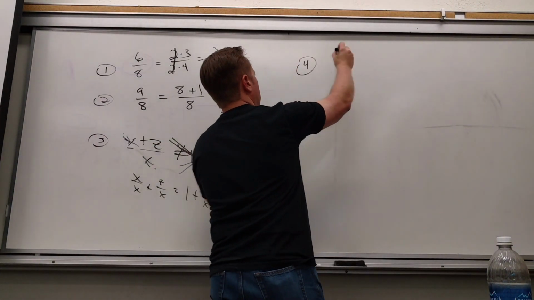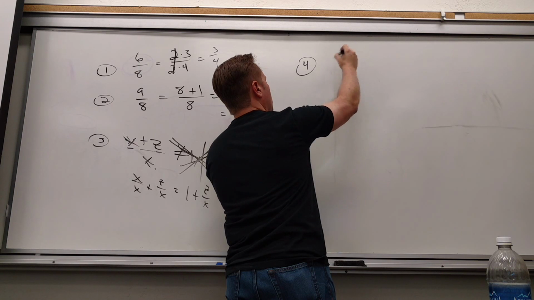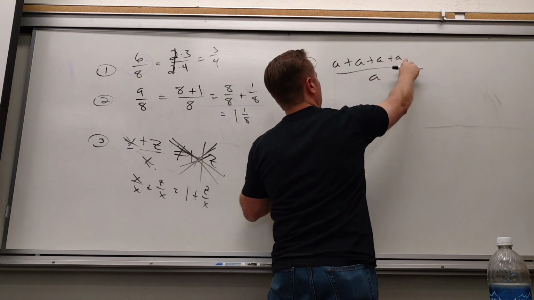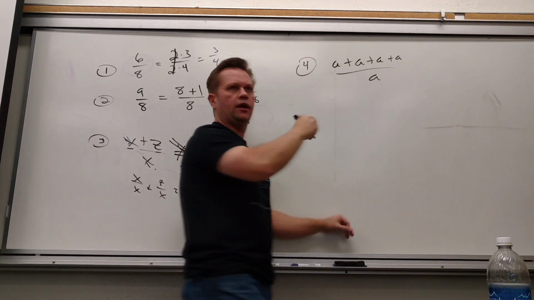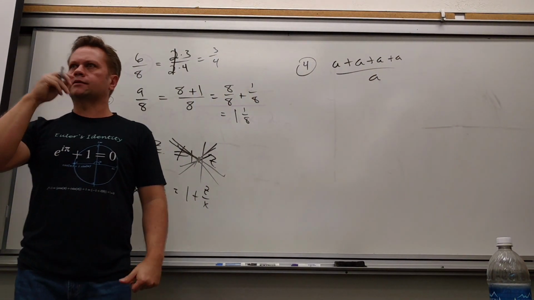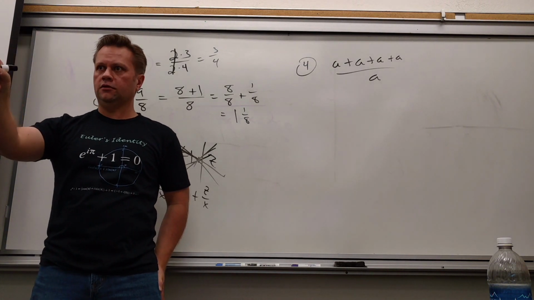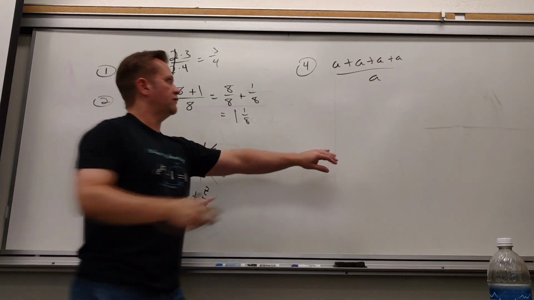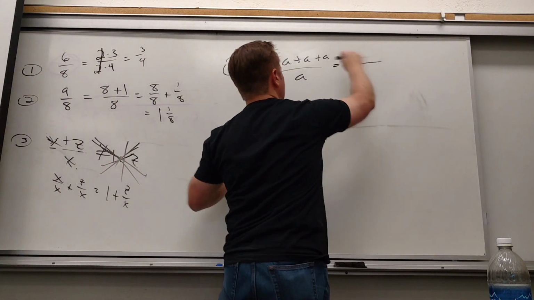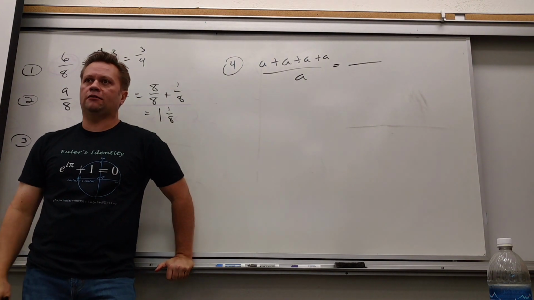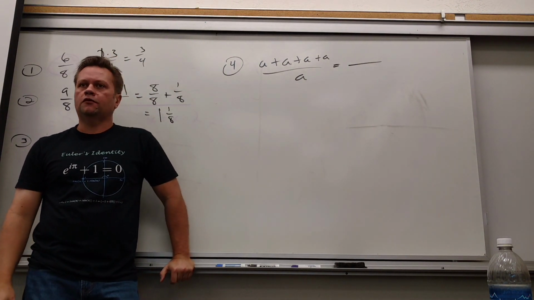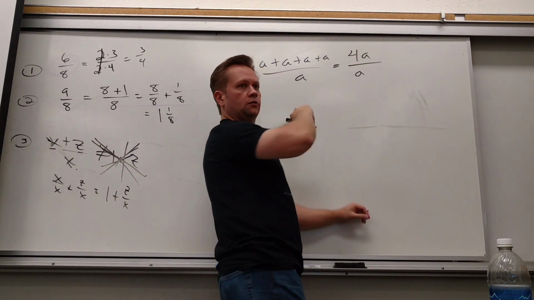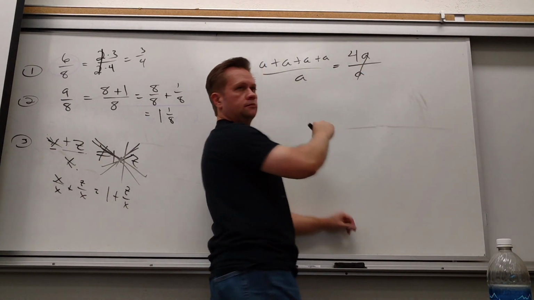So okay. What about this here? If I had this, I can't just kill one of the A's, right? Because the top has addition, so the division bar can't cancel anything. It can only cancel multiplication. But if I rewrite the top as a multiplication problem, and you can do that. What is A plus A plus A plus A? 4A. 4 times A, right? Now what can I do? Kill the A.